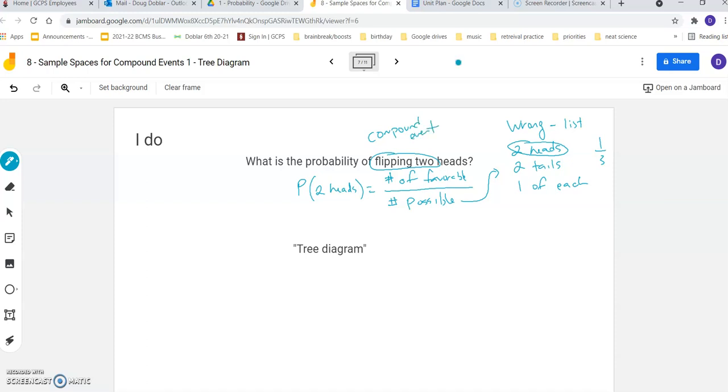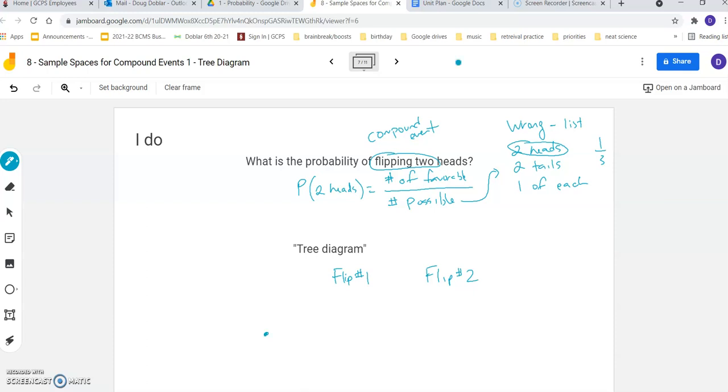Okay. Here's how a tree diagram works, right? So I'm going to flip two coins. So I'm going to look at my outcomes for flip number 1, and I'm going to look for my outcomes for flip number 2 separately. Okay, so I'm going to start kind of here. This is why it's called a tree.